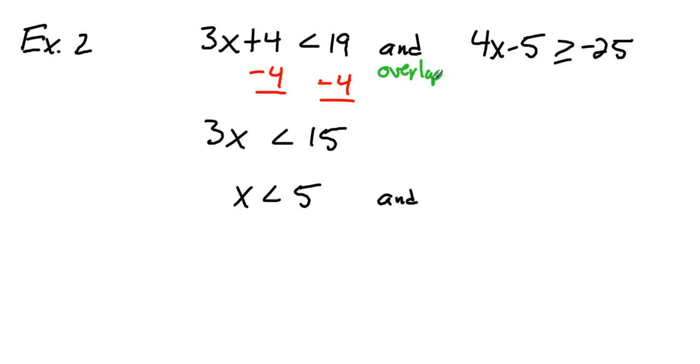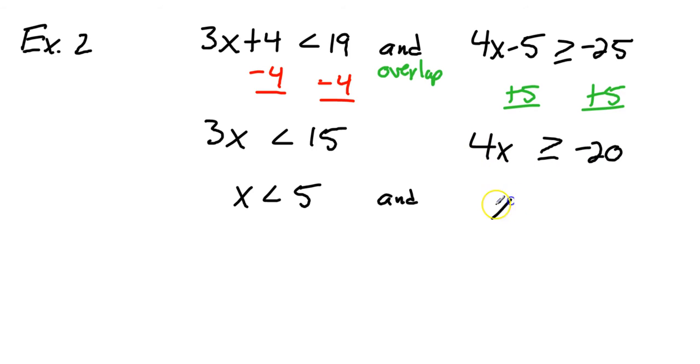Again, when we think about the AND, that's got to be the overlap of the two graphs. On the right one, we've got a negative 5, so first thing we would do is add 5 to both sides. That's 4x greater than or equal to negative 20. And again, the number with the x is positive, so we don't have to flip any signs. So when you divide, this one is x is greater than or equal to negative 5.